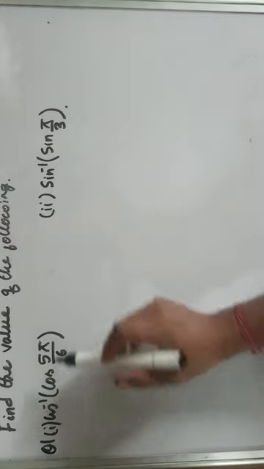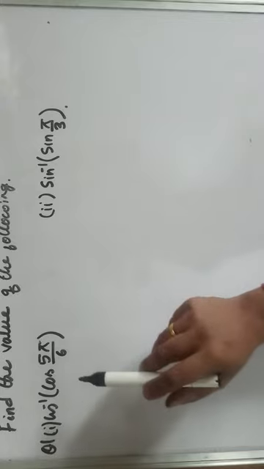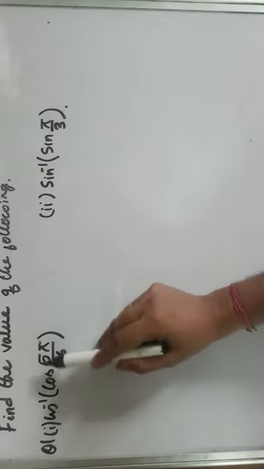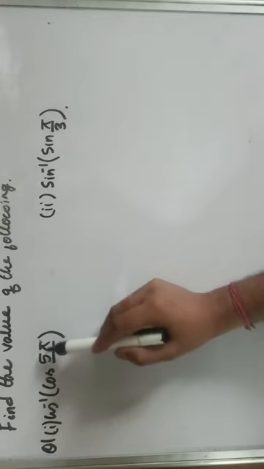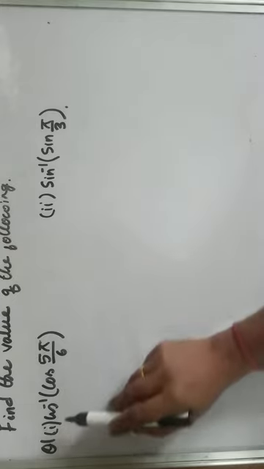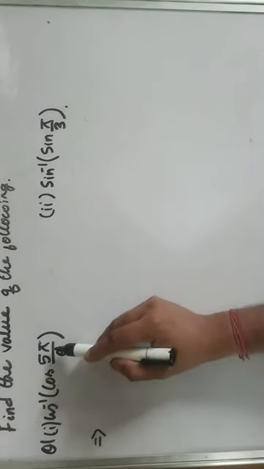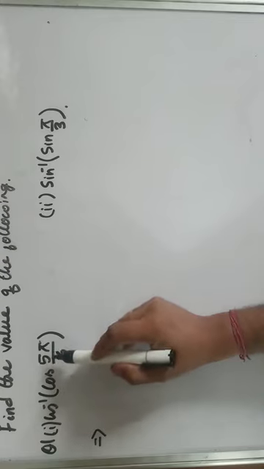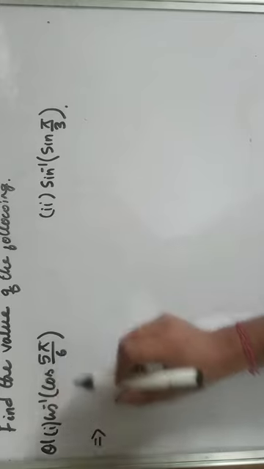Say the inner angle is 5 pi by 6. Pi by 6 is 30 degrees. Oh sorry, 150 degrees: 30 into 5 is 150 degrees. But to simplify the inverse trigonometry, this angle must be 0 to 90 degrees. So I'll convert this cos 5 pi by 6 in terms of a small angle.